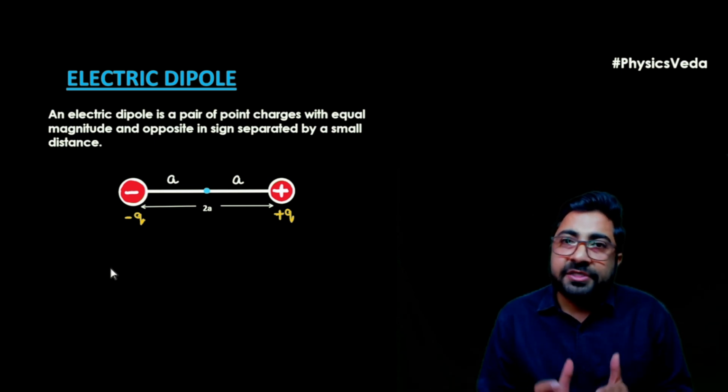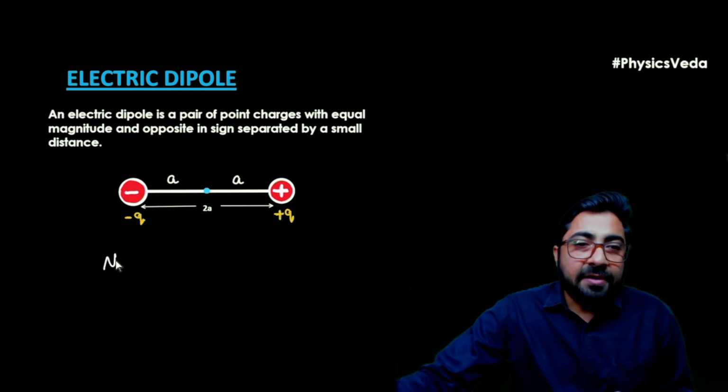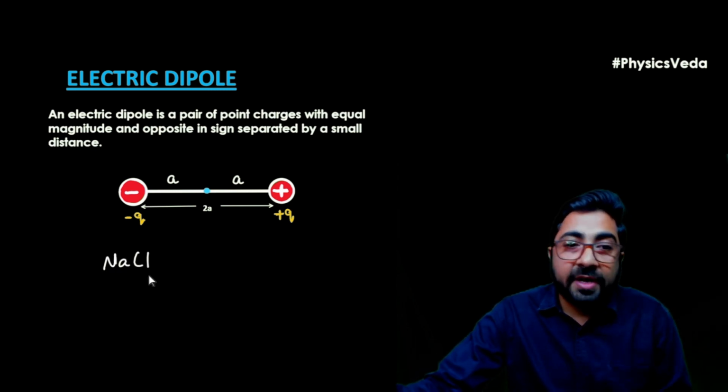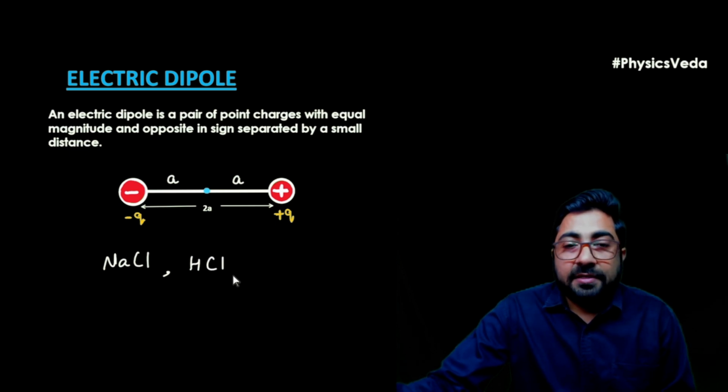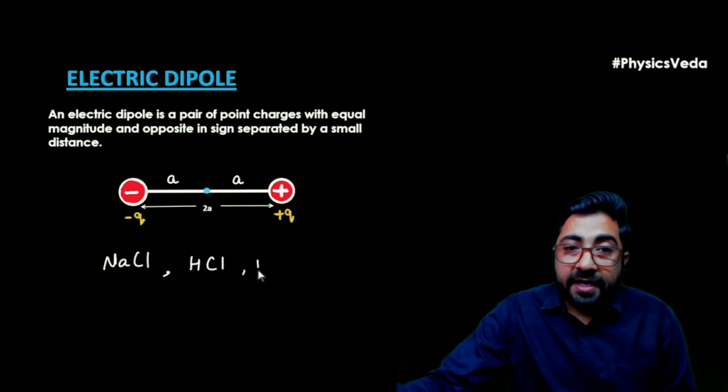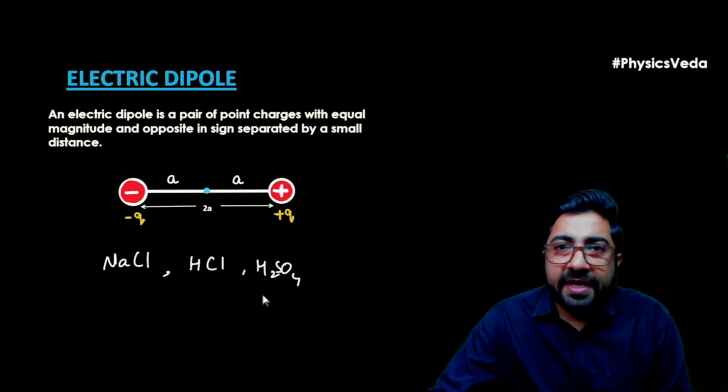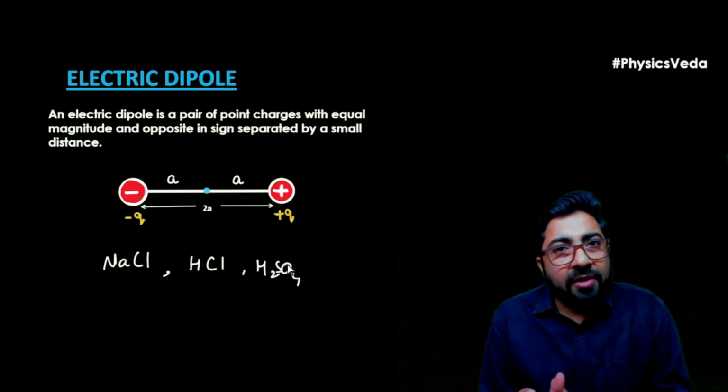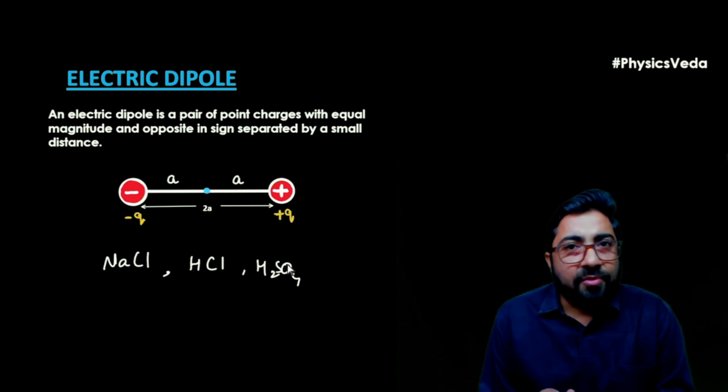Dipoles are common in nature. NaCl, that is sodium chloride, HCl, that is hydrochloric acid, H2SO4, sulfuric acid, are the example of electric dipole.